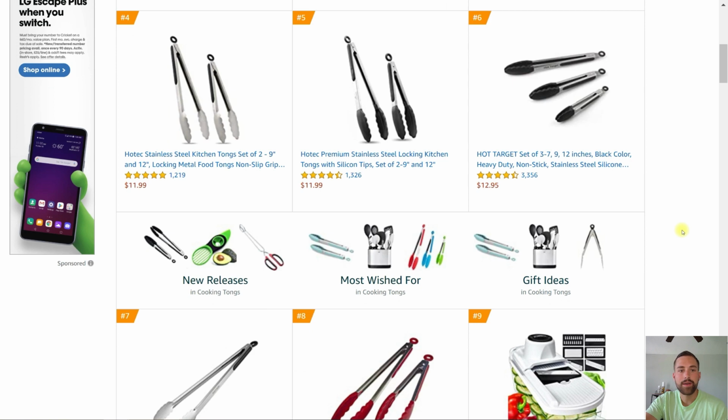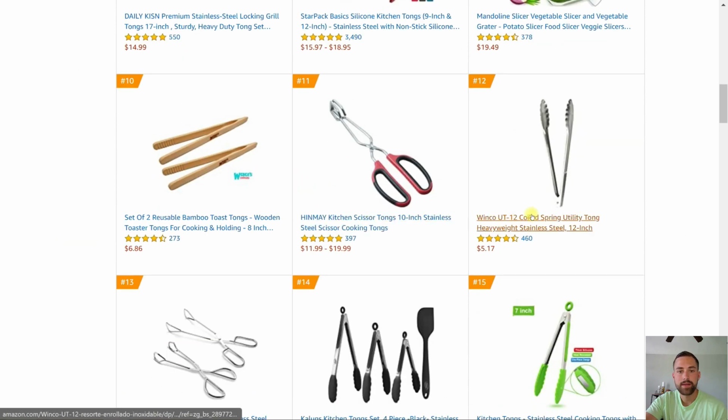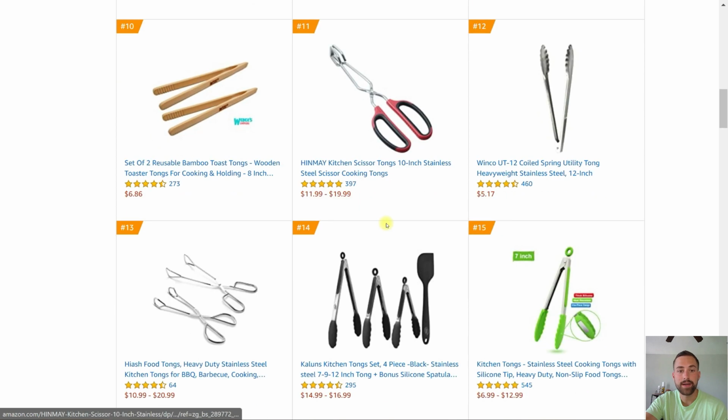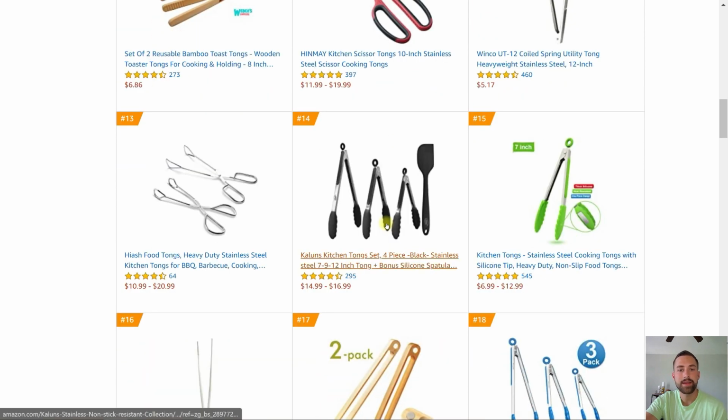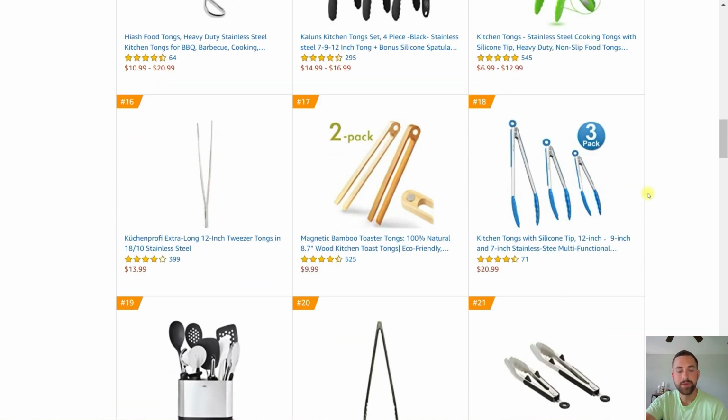So it looks like a lot of the cooking tongs have over 1,000 reviews. Here's one with 550, 460, 273. So this is good. We're already seeing a slight reduction in the amount of reviews, which is good because it tells us that there isn't a whole lot of competition because these top bestsellers on Amazon aren't seeing a whole lot of sales, which is good.